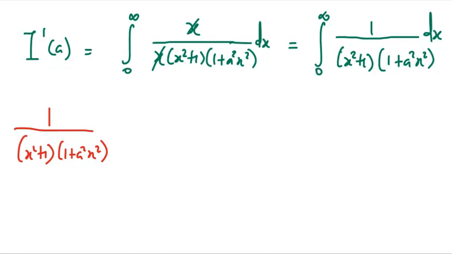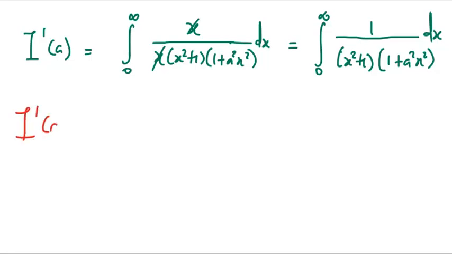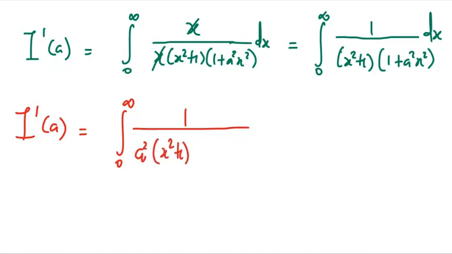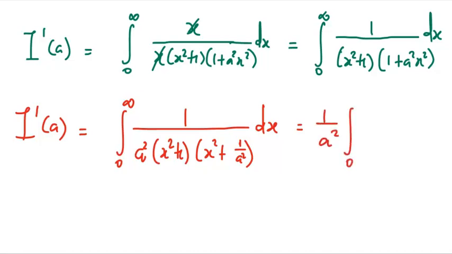Okay, well, without a partial fraction, I think we need to do something very cool. Okay, guys, just look at what I'm going to do. So we're going to factor out the a squared from the denominator. So I prime of a is going to be equal to the integral from 0 to infinity of 1 all over, if you factor out the a squared, x squared plus 1 and then x squared plus 1 all over a squared. I don't know if you get the magic. So this is going to be equal to 1 over a squared times the integral from 0 to infinity.